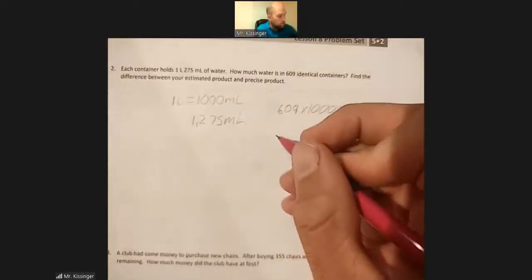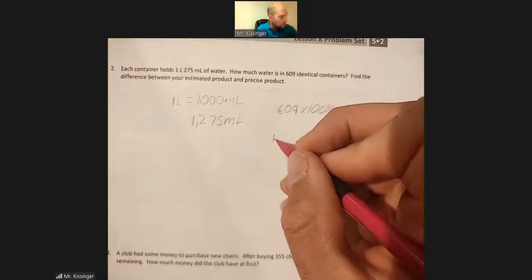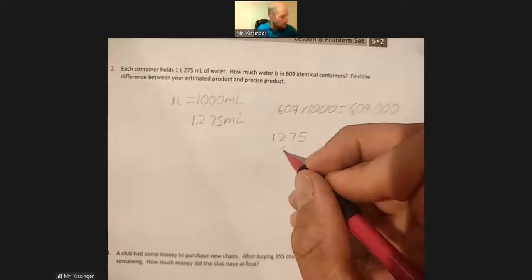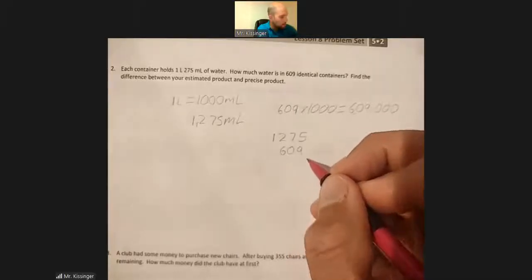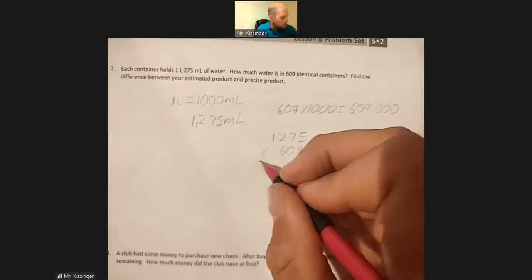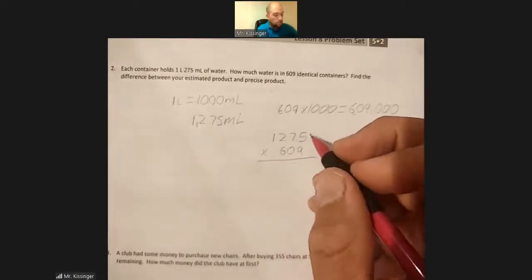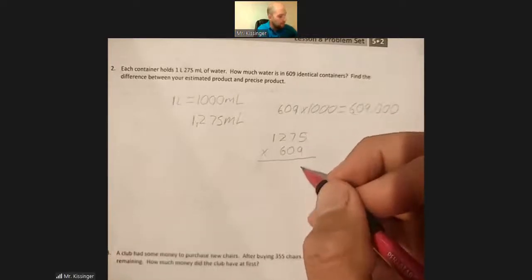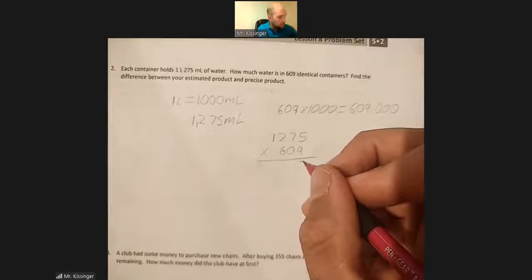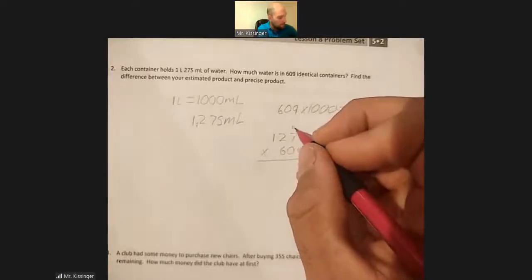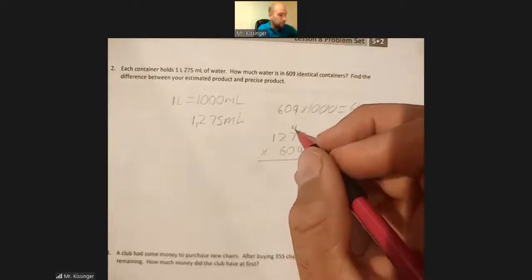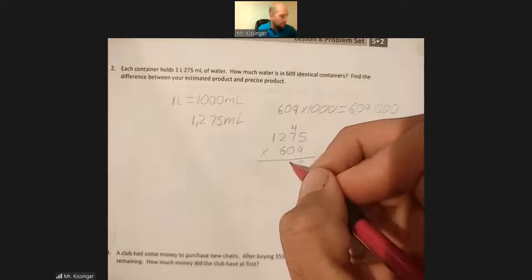Now let's use the standard algorithm, and we're going to multiply 1,275 by 609. All right, so let's multiply all of our place values by 9 first. So 5 times 9 is 45. Here are 4. 7 times 9 is 63. Plus 4 is 67.